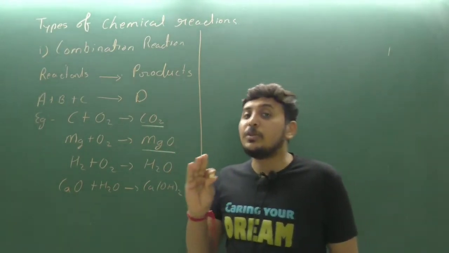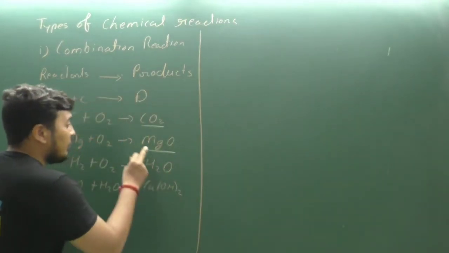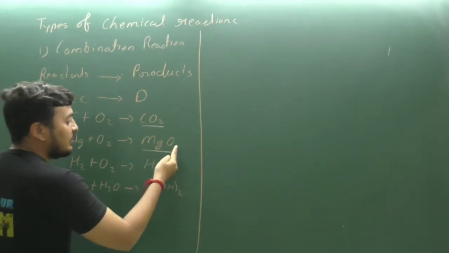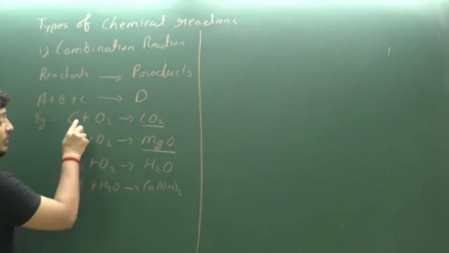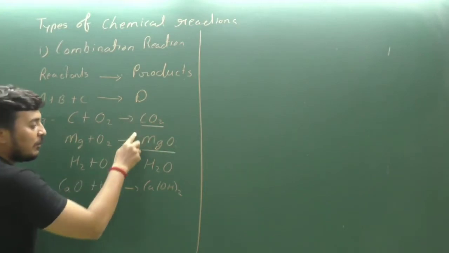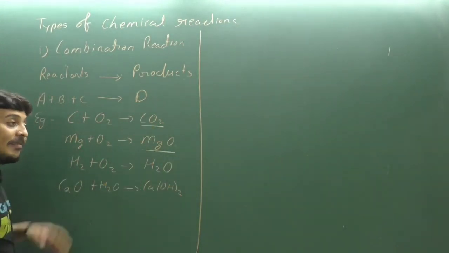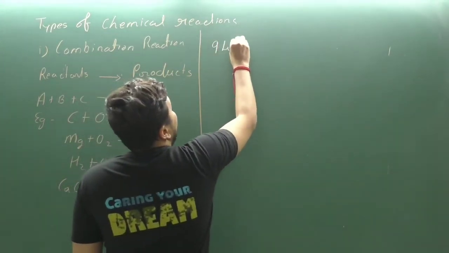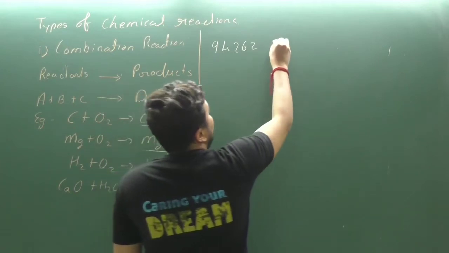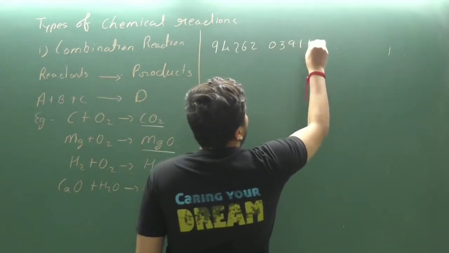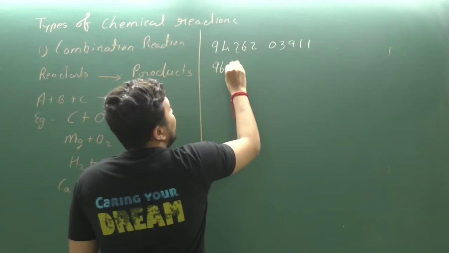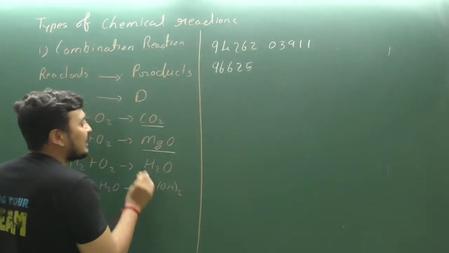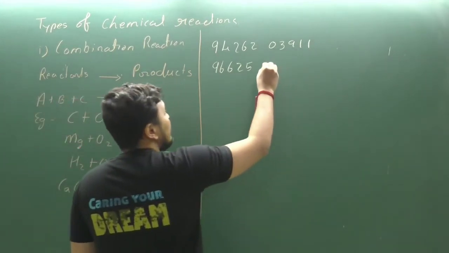Here it is CO2, here it is MgO, here it is H2O. All of them are reacting with oxygen, but the chemical formulas of all three compounds are different. Why? If you don't know how to write a chemical formula, as given in lecture number 1 introduction, you can message me or call me so that I can provide you a video by which you can learn how to write a chemical formula.